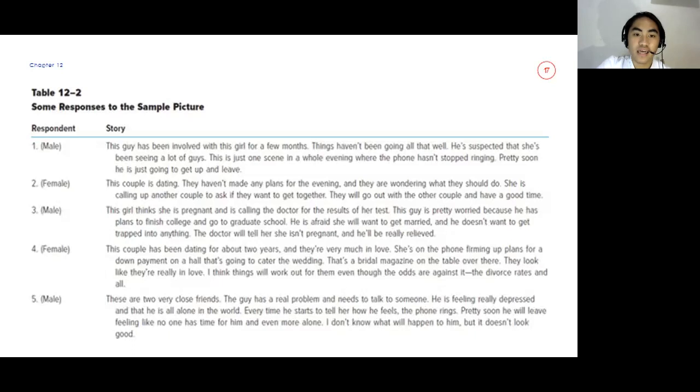And the female response: the couple is dating. They haven't made any plans for the evening and they are wondering what they should do. She is calling up another couple to see if they want to get together. They would go out with the other couple and have a good time. So in this response, there's no depression, no paranoia. It's a nice, healthy response, and they've got some other ones here that I won't go through all of. I'll just leave it for you to read.